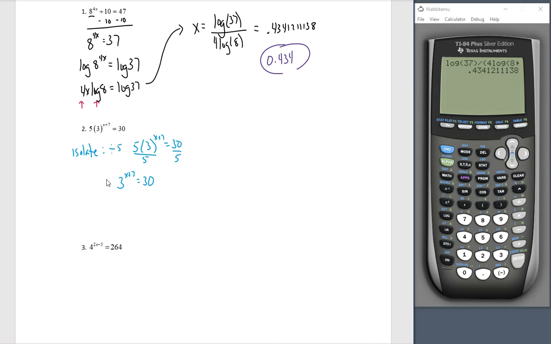Now we want to put a log in front of each one. So that's log of 3 to the x plus 7 equals log of 30. And I'm trying to do better at using my parentheses appropriately. So this is step 1. Step 2, take the common log. Step 3, we're going to bring that exponent, that x plus 7, all of it, so we use parentheses out in front using the power rule.